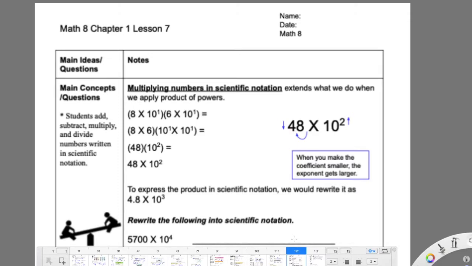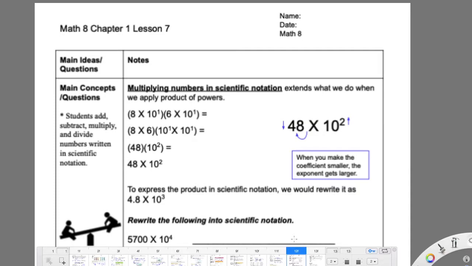Okay, so we are starting lesson 7 of chapter 1 for math 8, and we are still continuing the idea of scientific notation. Now we're looking at how to multiply in scientific notation. So we don't necessarily have to take the numbers in and out of scientific notation to multiply them. So this is what this section will cover.